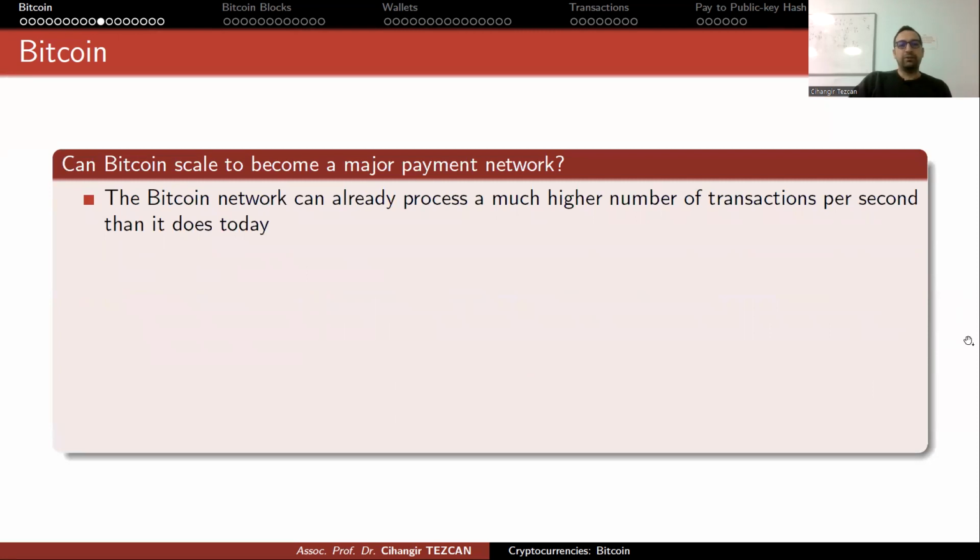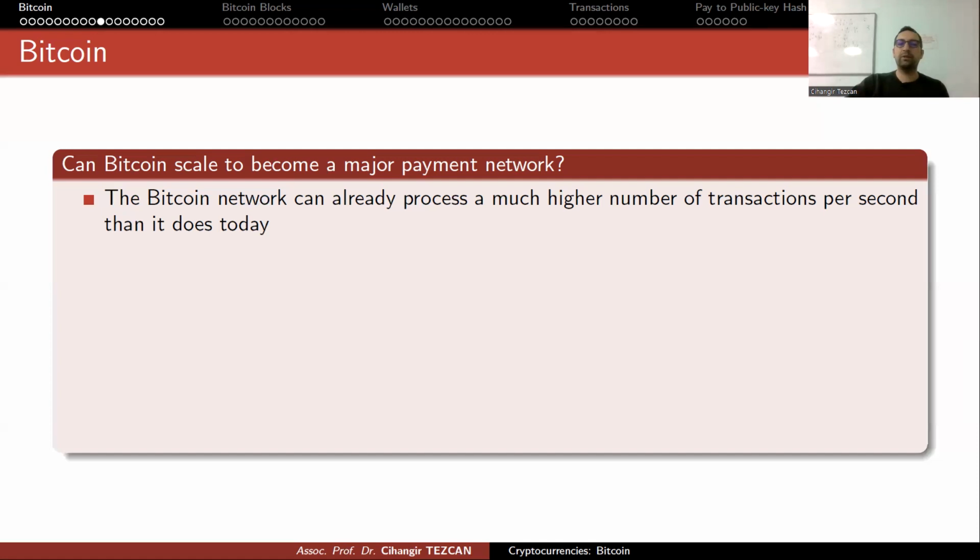So can Bitcoin scale to become a major payment network? This is one of the things, again, economists don't understand. Some people claim that instead of Visa or MasterCard, in the future we will use Bitcoin. Currently, we cannot do it, actually. It is not that scalable. So let me try to explain why this is the case.